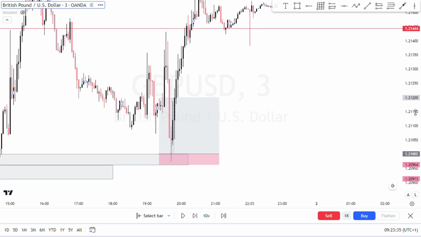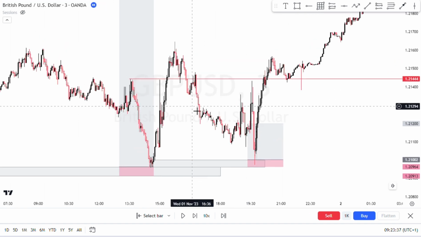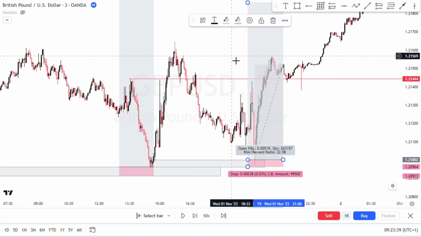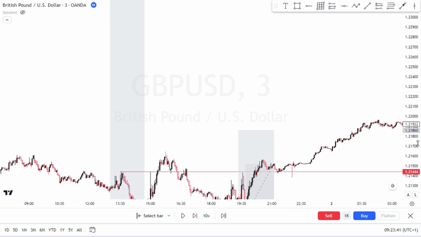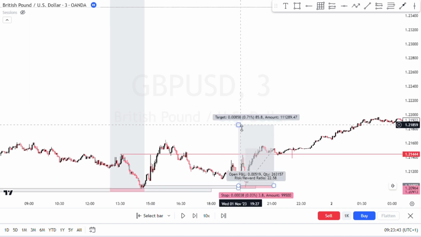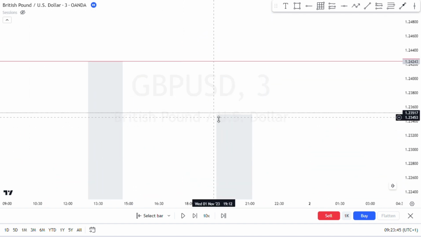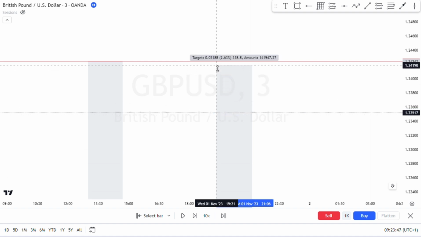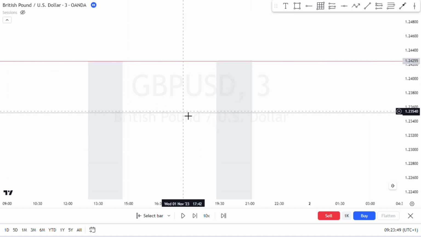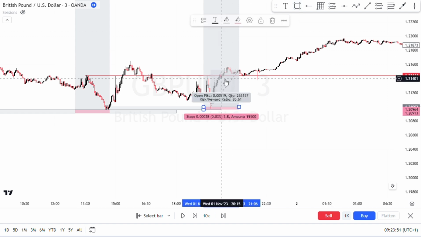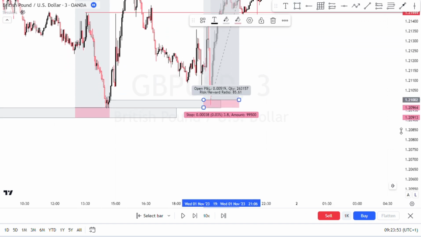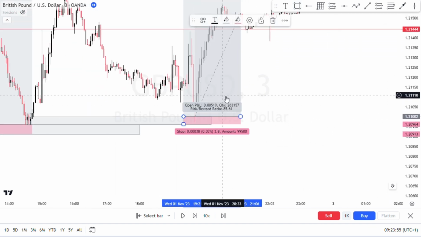So let me set it the same place I said. This is the previous take profit. Let's check the risk to reward ratio. This is where our take profit is. So check the risk to reward ratio. You can see 1 ratio 85. Just imagine you risking 1% of your account, making an 85% return.